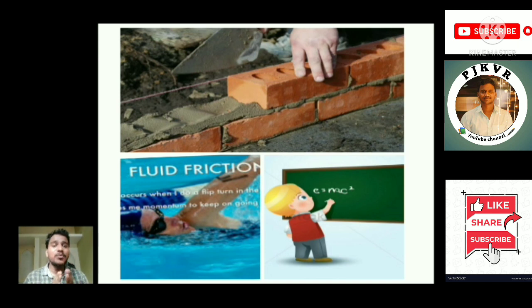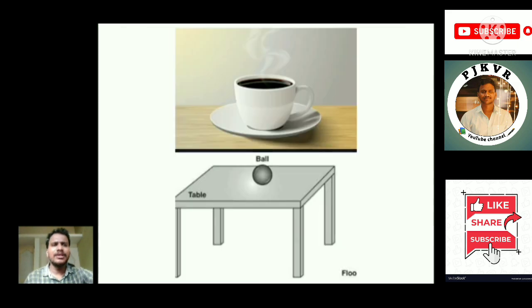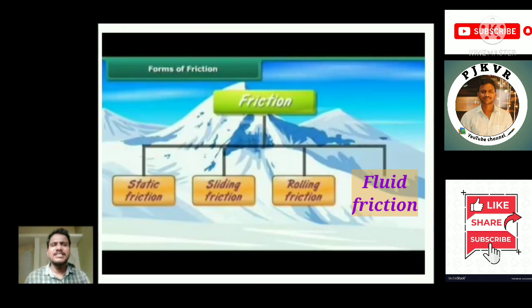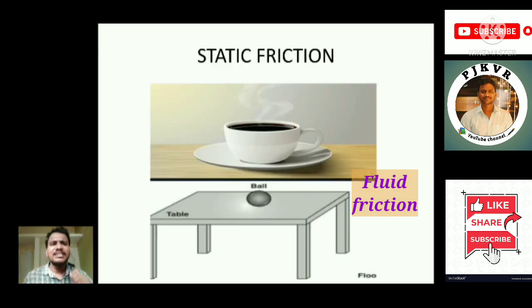Next we move on to what are the types of friction. There are four types of friction. One is static friction, second is sliding friction, third is rolling friction, and another one is fluid friction. Now we discuss them one by one. What is static friction? What is sliding friction? What is rolling friction?